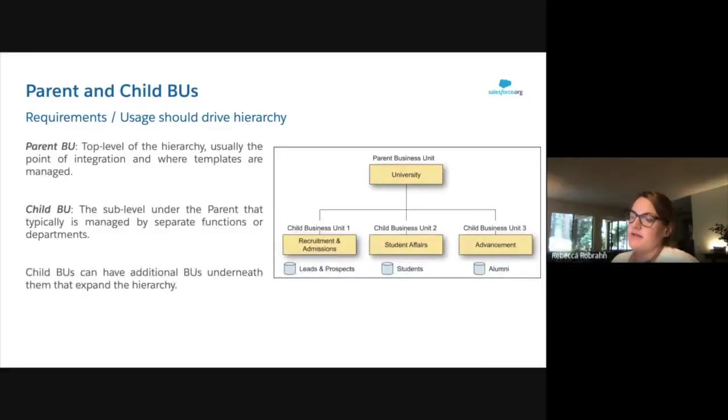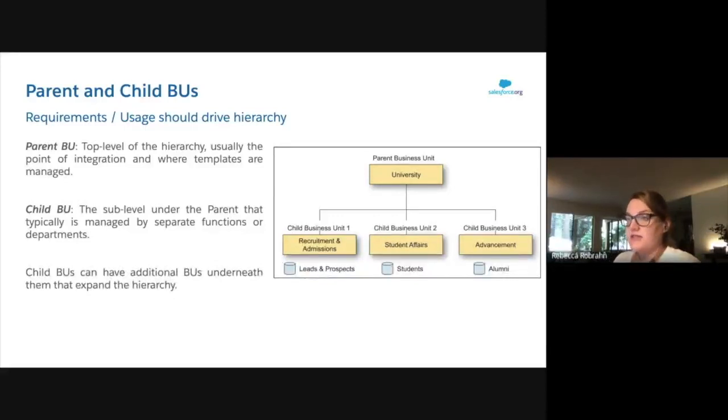When talking about business units, we'll be talking today quite a bit around a hierarchy. And when we are talking about it, you'll hear us reference child business units and parent business units quite frequently. So what is a parent business unit? A parent business unit is really that top level of the hierarchy. It tends to be the point of integration where the data gets brought into Marketing Cloud. So if you have a Marketing Cloud connector, typically you'll see that connected at the parent business unit level as opposed to the child business unit.